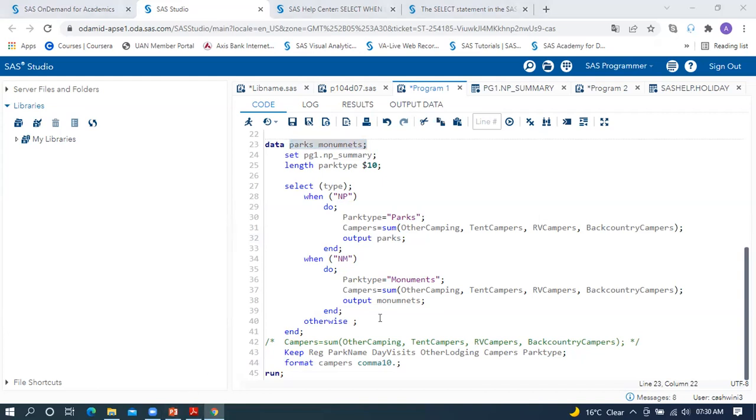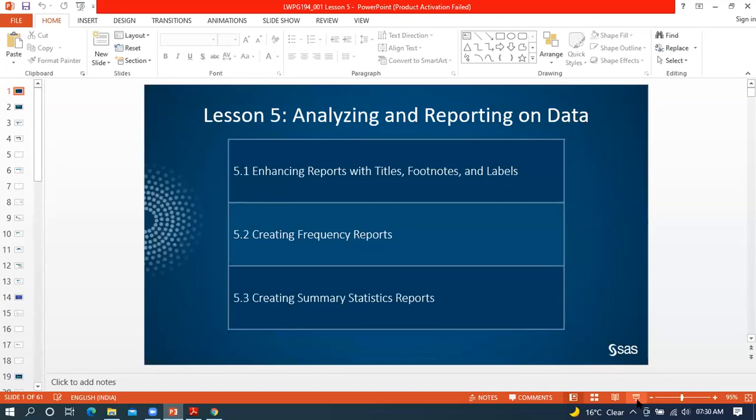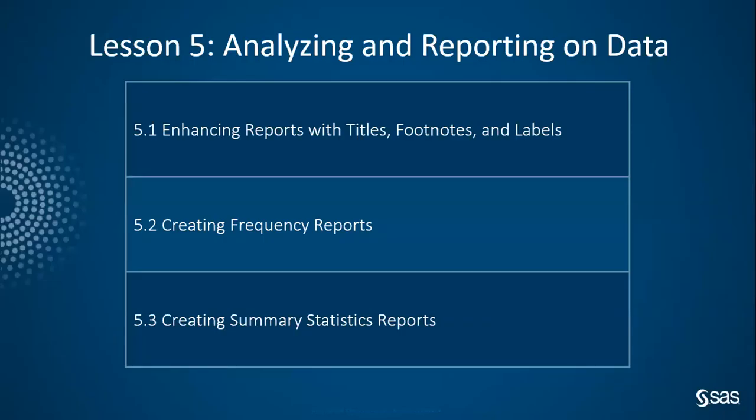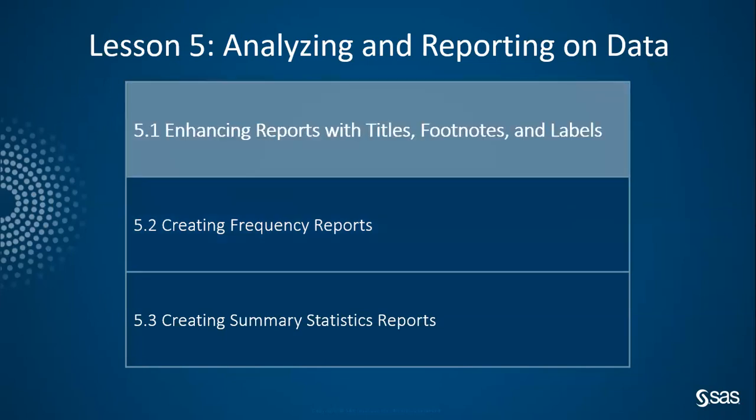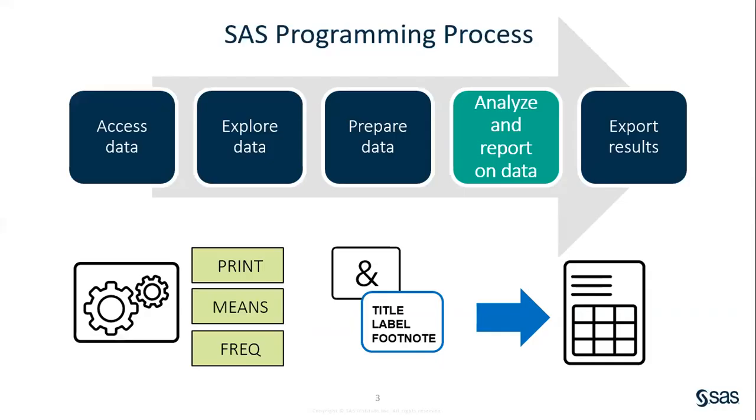All right, so let's move ahead with the next chapter, which is lesson 5, analyzing and reporting on data. In this, we have three topics: enhancing reports with titles, footnotes, and labels. We'll create frequency reports and we'll create summary statistics reports. So let's work with lesson 1.